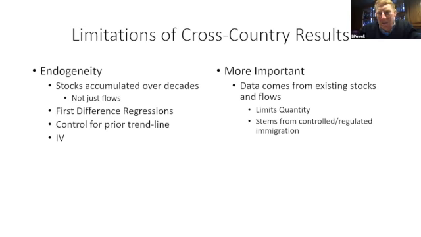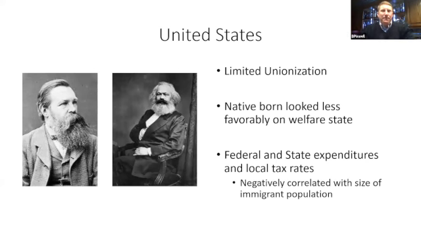So the next thing we do then is say, well, let's look at some cases of big migration. So the United States is one. Prior to 1920, the United States had essentially free migration, with the exception of, in the late 19th century, the Chinese Exclusion Acts that limited some immigration there. But otherwise, we had complete free immigration.